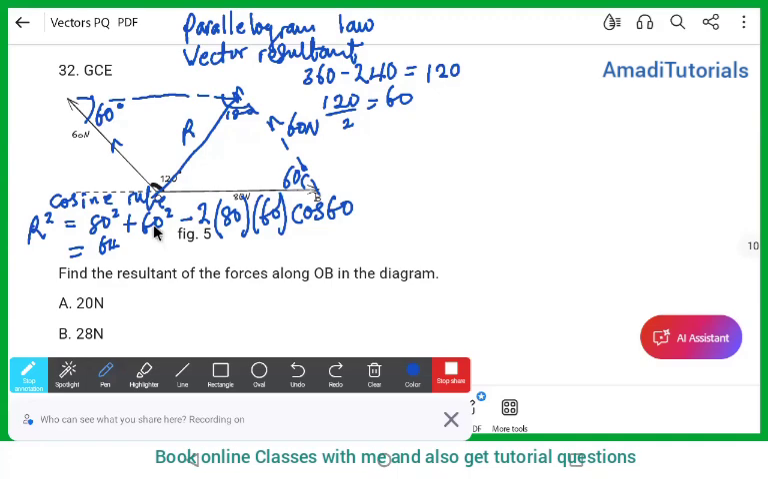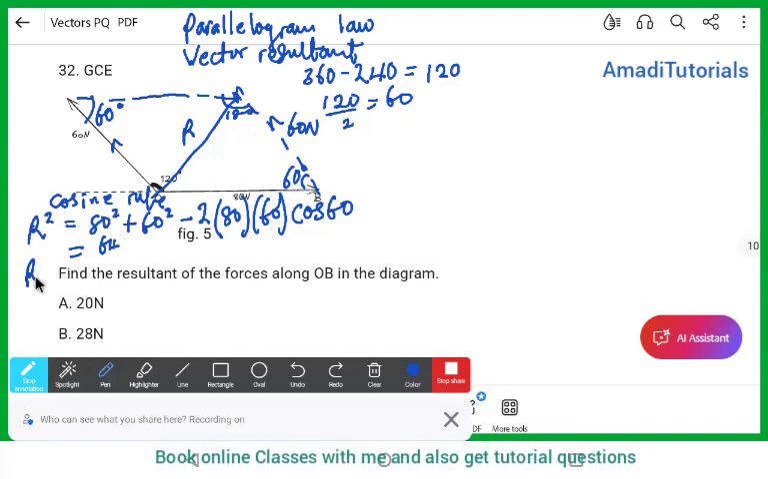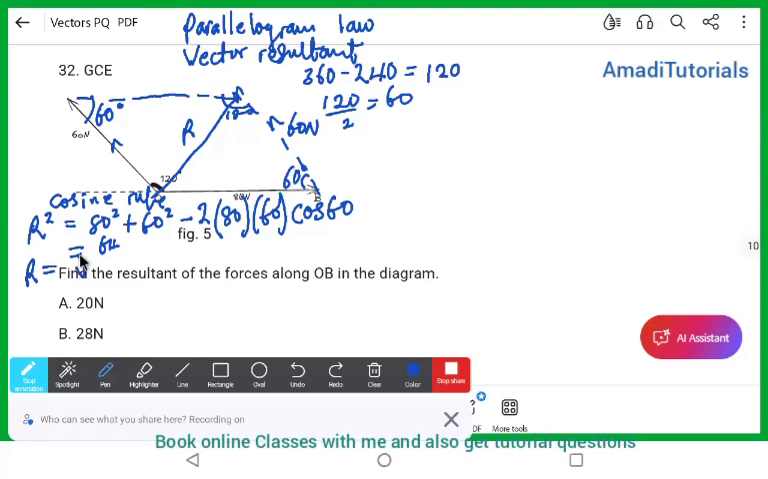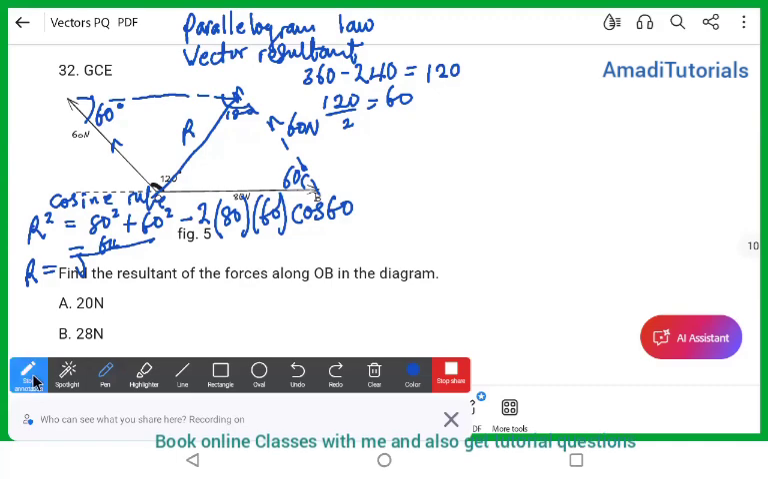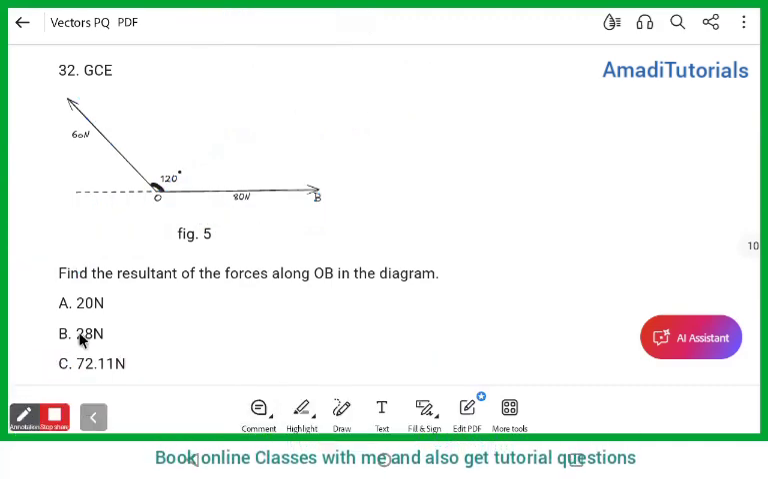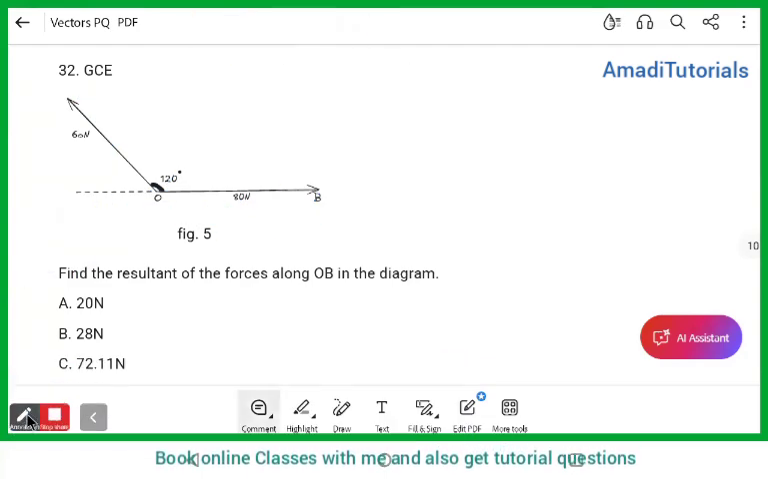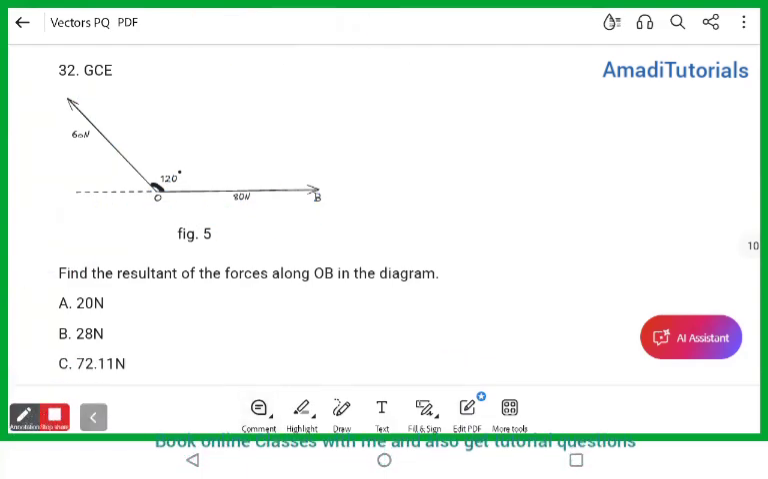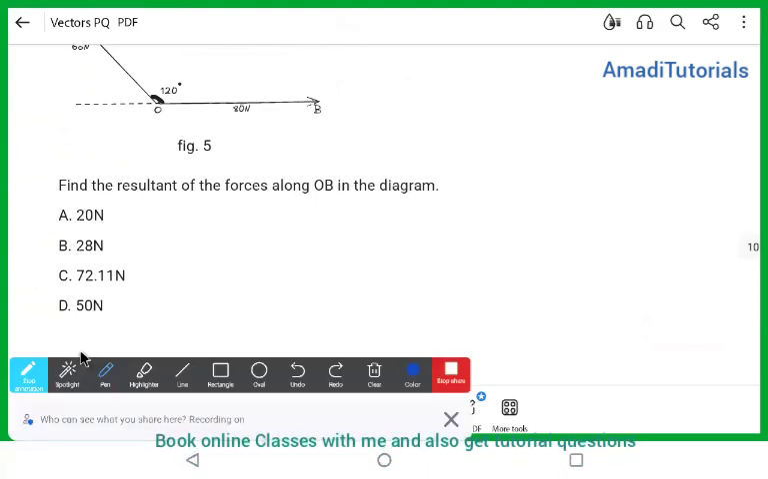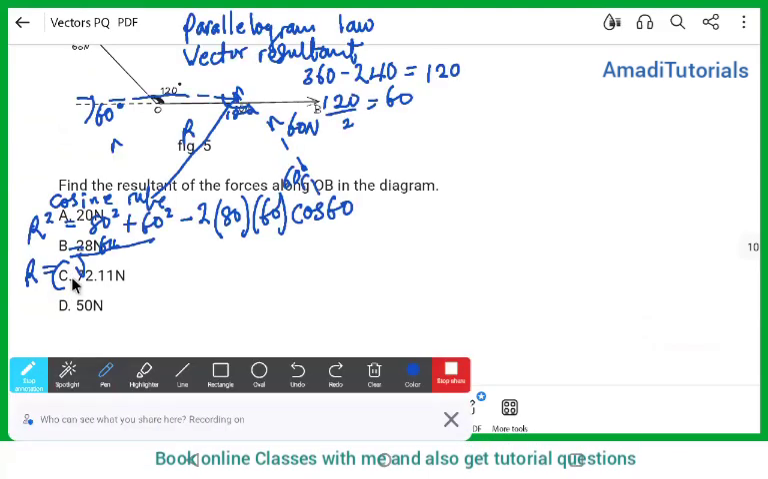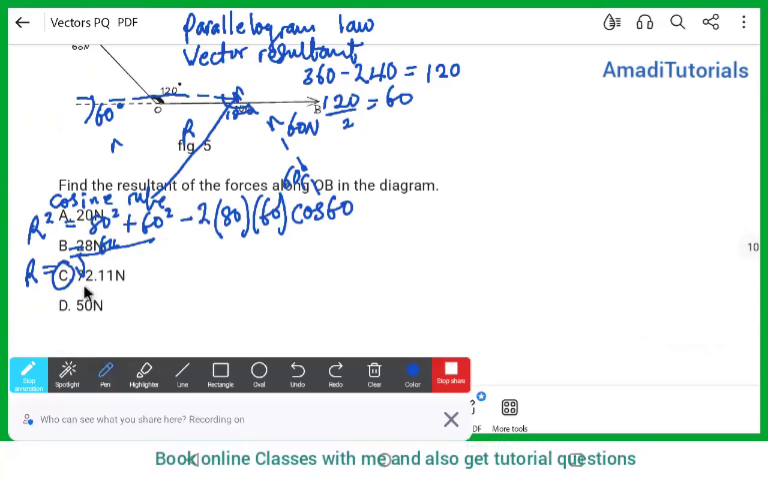Let me not waste time with this. If you do this math and later make R the subject of the formula, R equals the square root of whatever you've calculated here, you end up having your answer will be option C. So if you use this cosine rule and evaluate this, find the square root, you find your answer there.